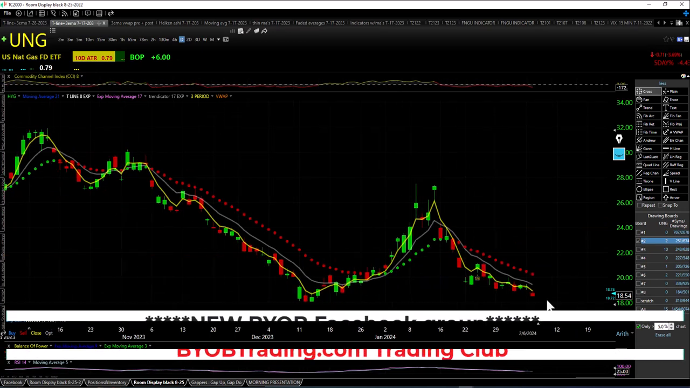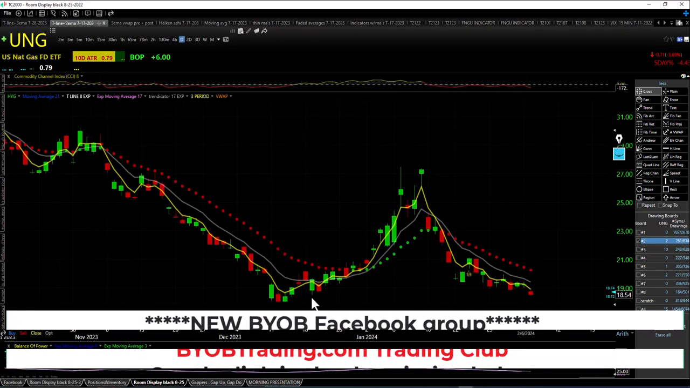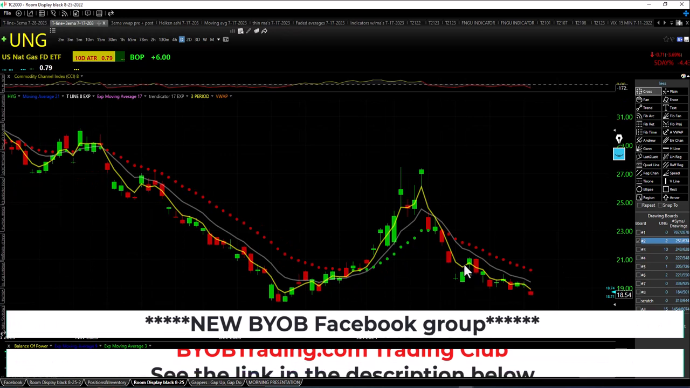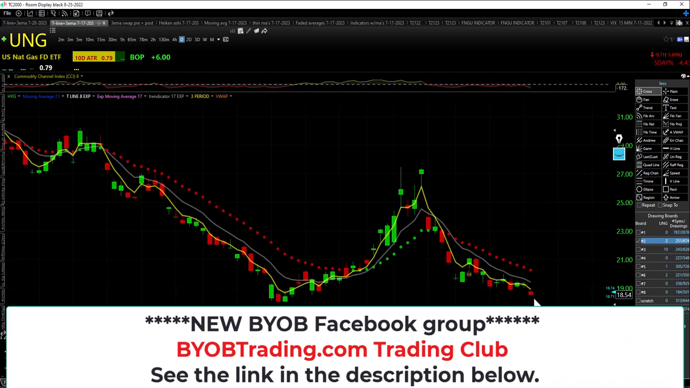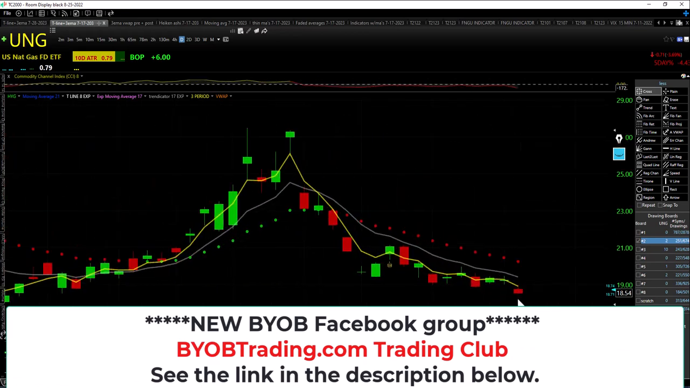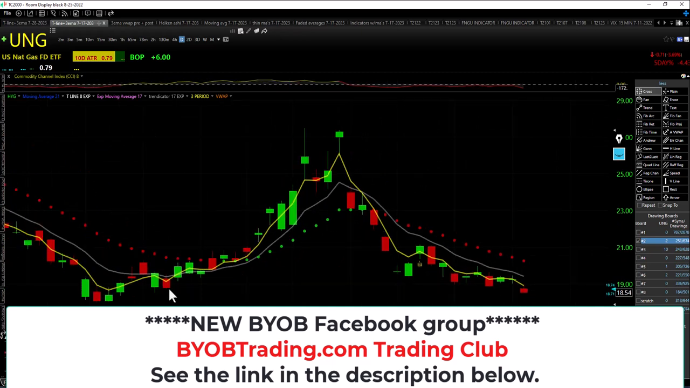UNG breaks the low down here. So we now are in downtrend status. This was the higher low. We broke the higher low yesterday, we produced a lower high and a lower low. We broke the low here, so now we're in downtrend.